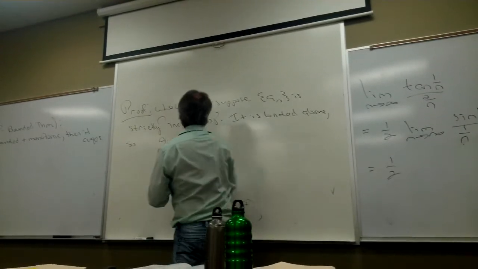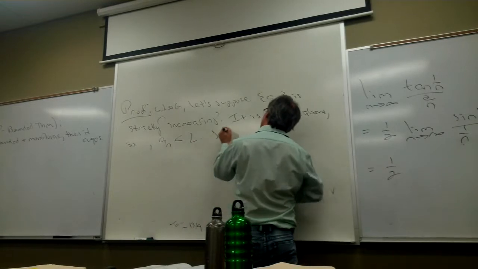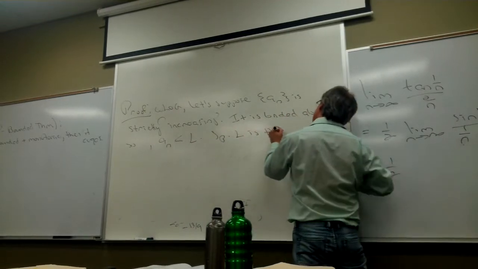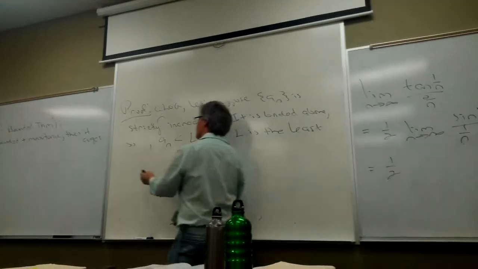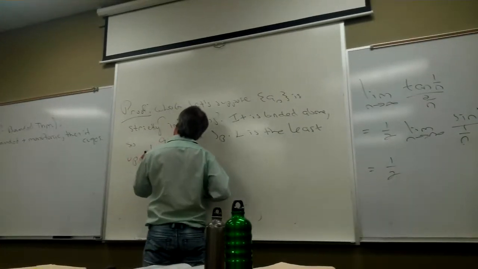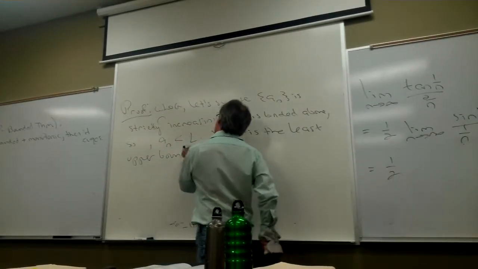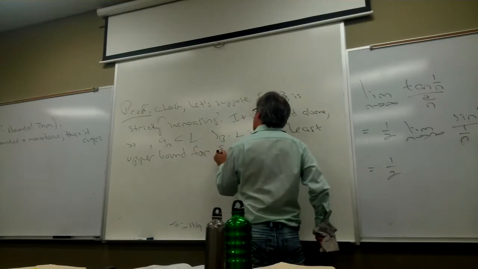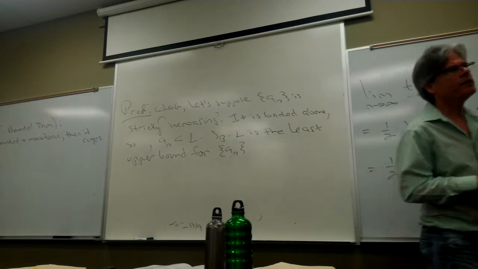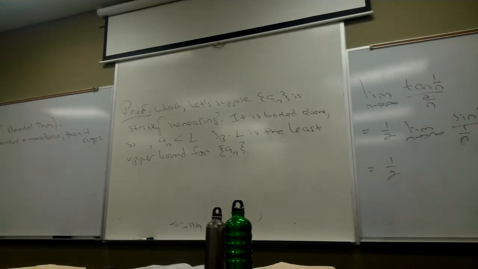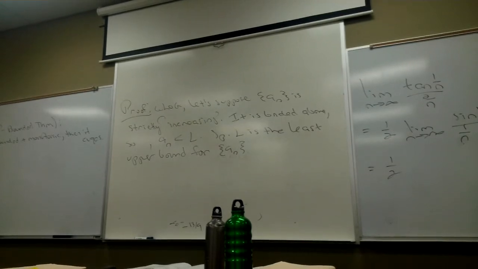Let's suppose L is the least upper bound for this particular sequence. Now that's kind of a stretch, you guys. When I say the least upper bound, it's just a quality that real numbers have. There's a name for that supposition. It's called the completeness axiom, something we use to actually try to pin down what the real number system is.